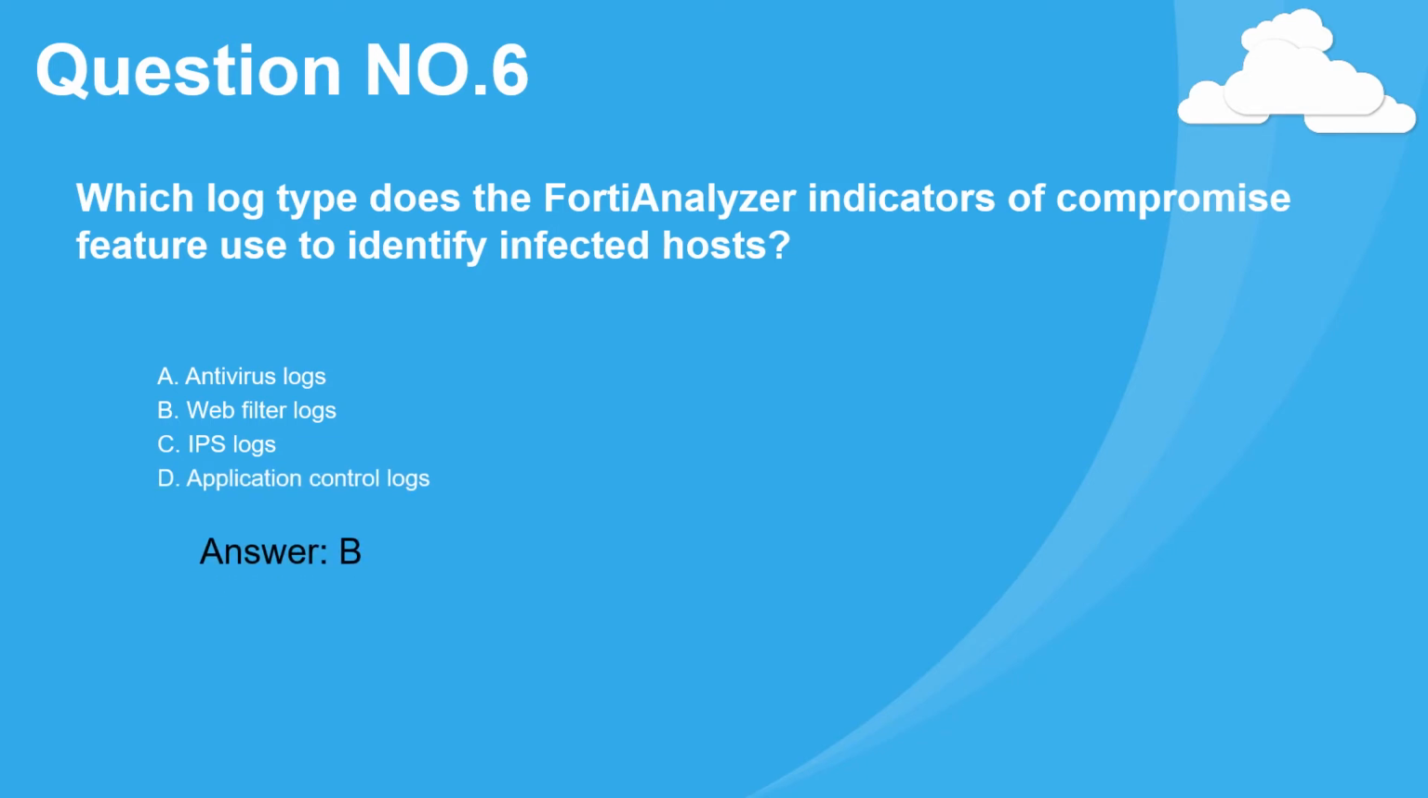Question No. 6. Which log type does the FortiAnalyzer indicators of compromise feature use to identify infected hosts? A. Antivirus logs. B. Web filter logs. C. IPS logs. D. Application control logs. Answer B.